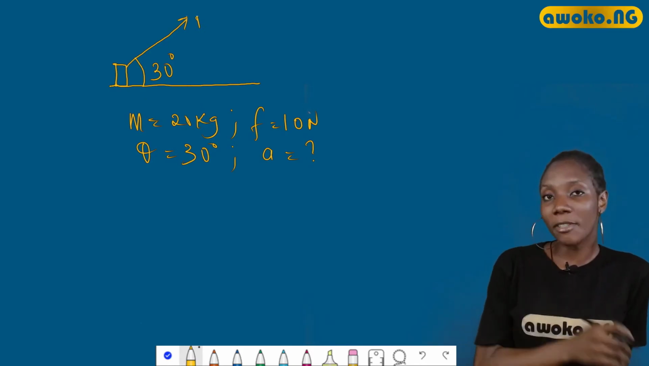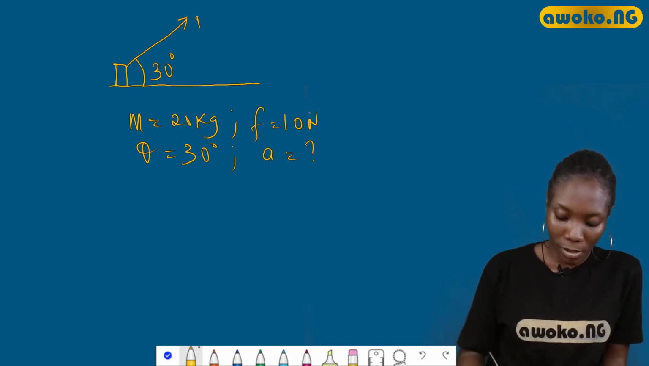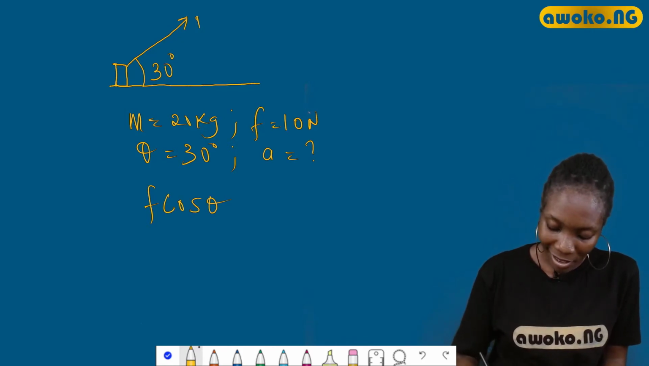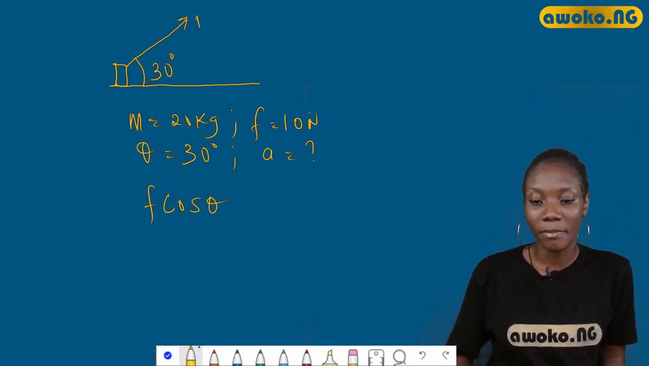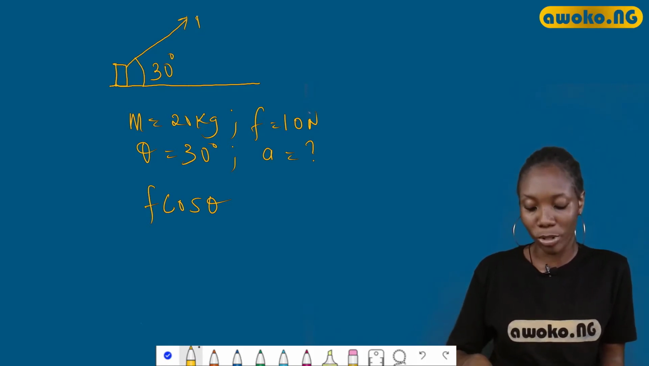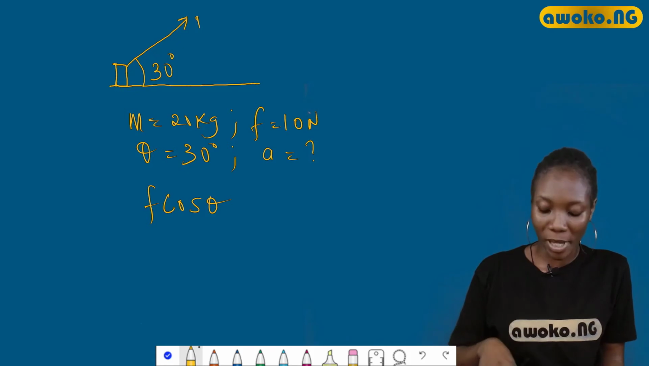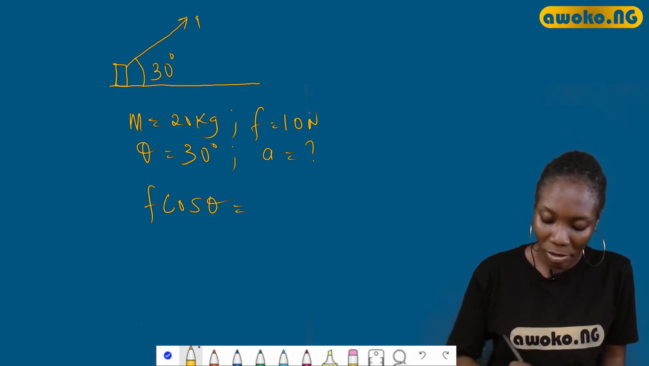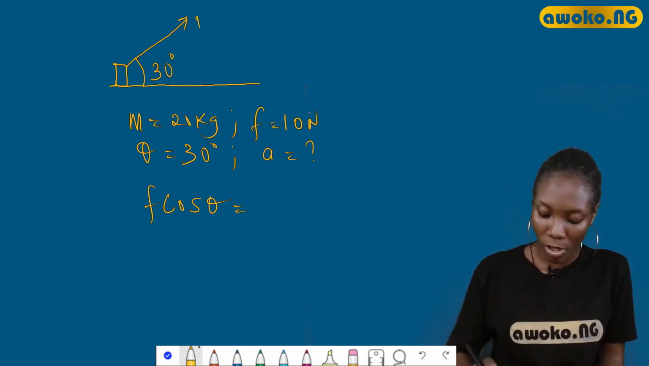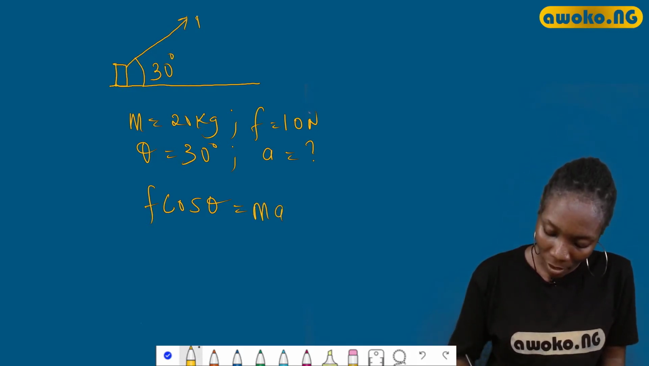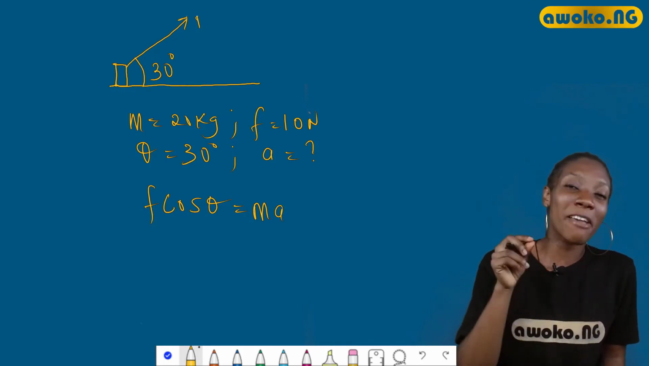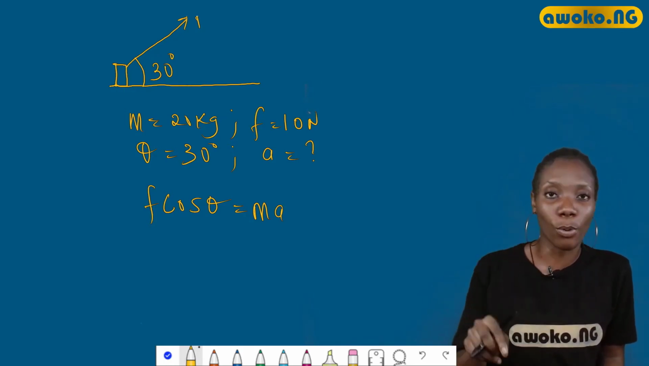So our resultant force now becomes F cos theta in this case, because it has been said in the question that it's inclined to the horizontal. If it was inclined to the vertical, it would be F sin theta. So now this becomes F cos theta, still maintaining the equation F = ma. We're still using Newton's second law to solve all of these questions. You see why I made emphasis on Newton's second law.